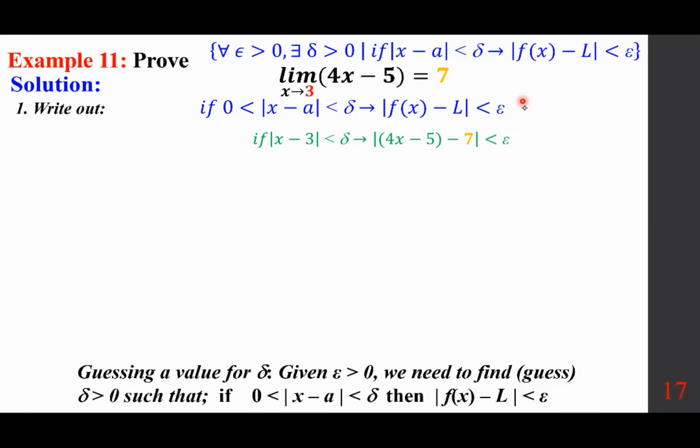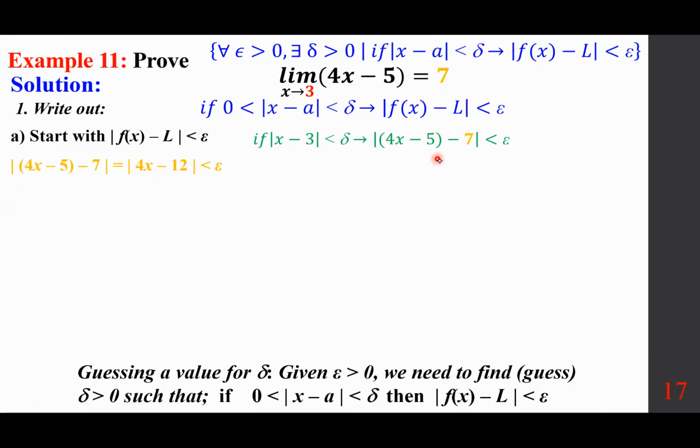And so we always start from this one and we go to this one and we find a relationship between epsilon and delta. That's the precise proof. So your job is to find a relationship between these two. That's why we always start with this. We start with this: the absolute value of 4x minus 5 minus 7 less than epsilon. And of course, that will give us minus 12.